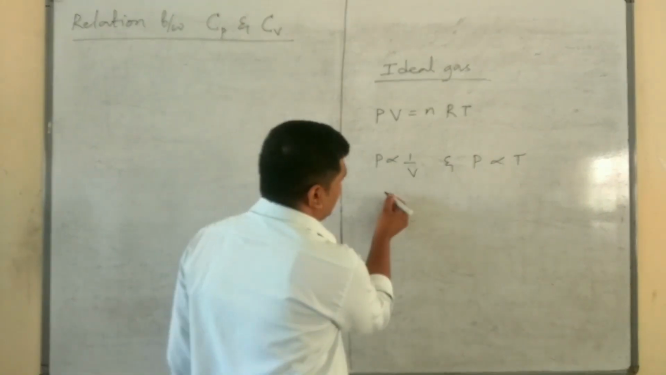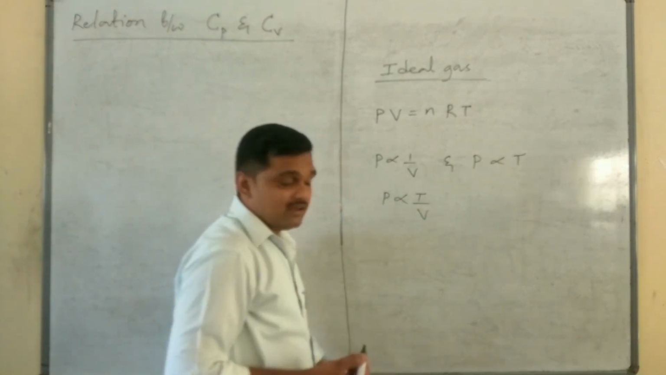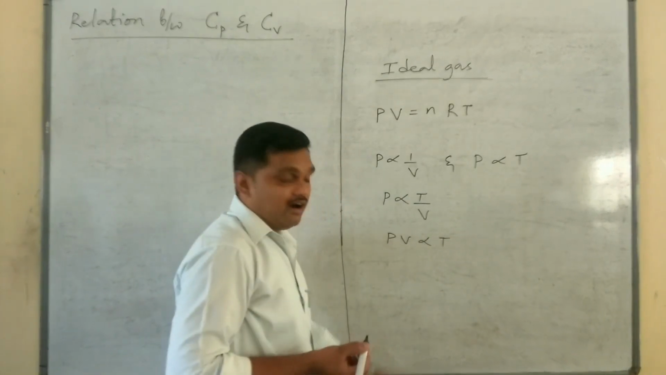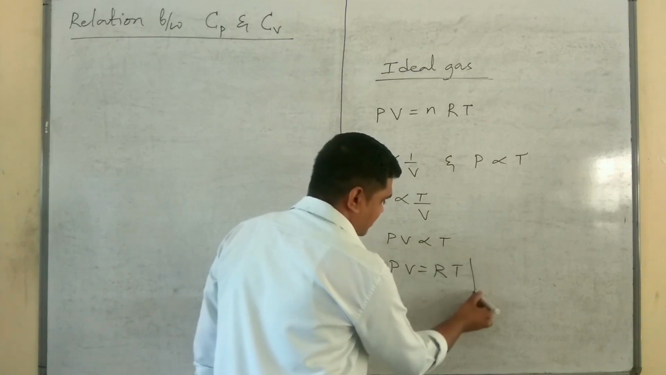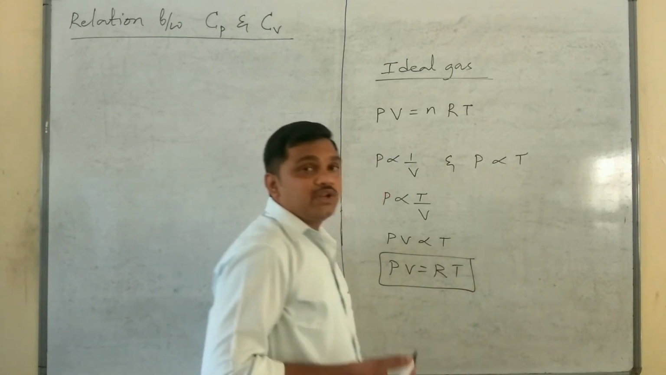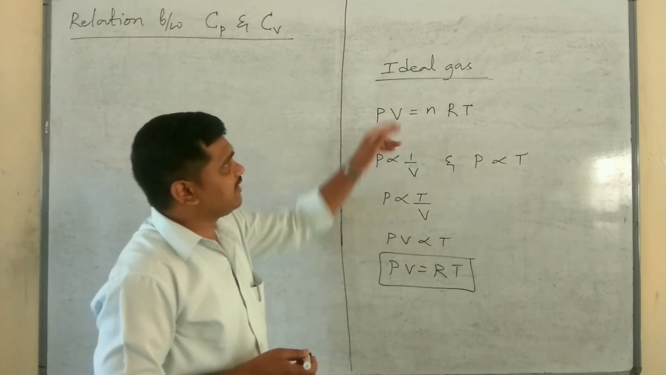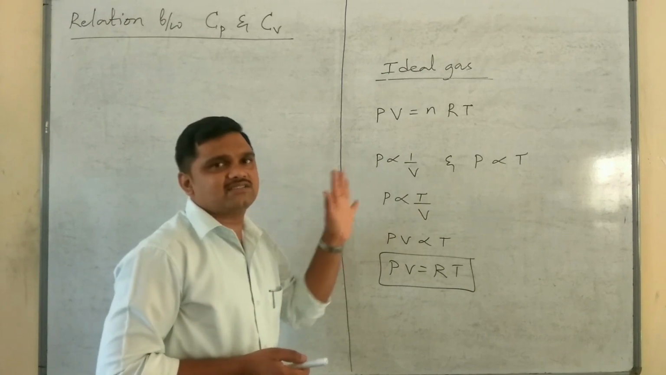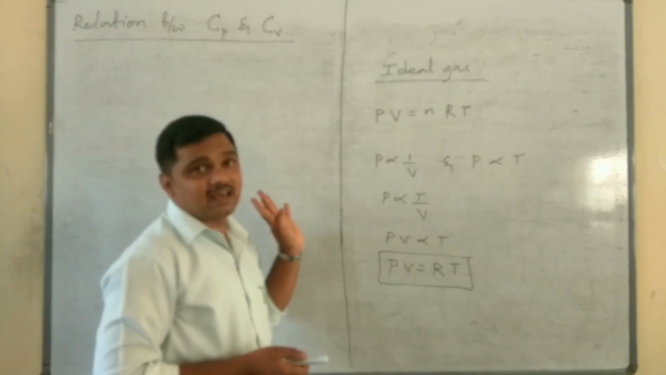On merging these two, we get P is proportional to T by V. On cross multiplication, PV is proportional to T. On removal of the proportionality symbol, we can put a constant, R, where R is called the universal gas constant. Like this we get the ideal gas equation. The gas which obeys all the gas laws at all temperatures and pressures is said to be an ideal gas.